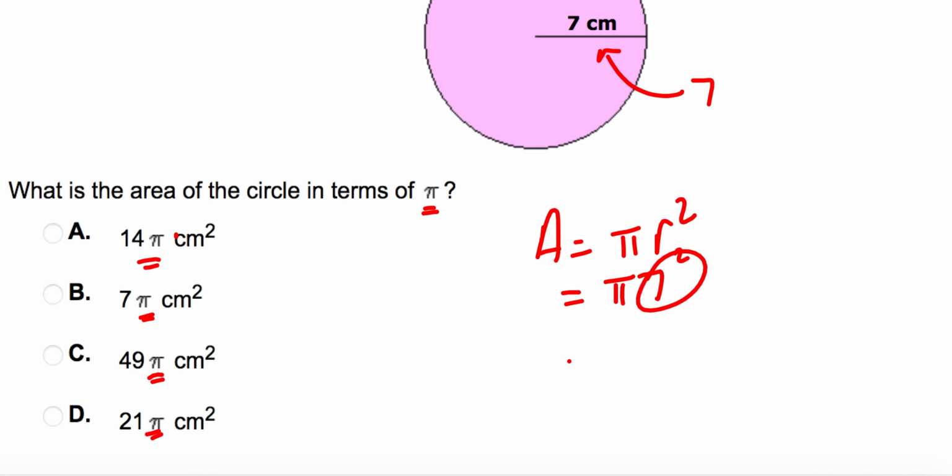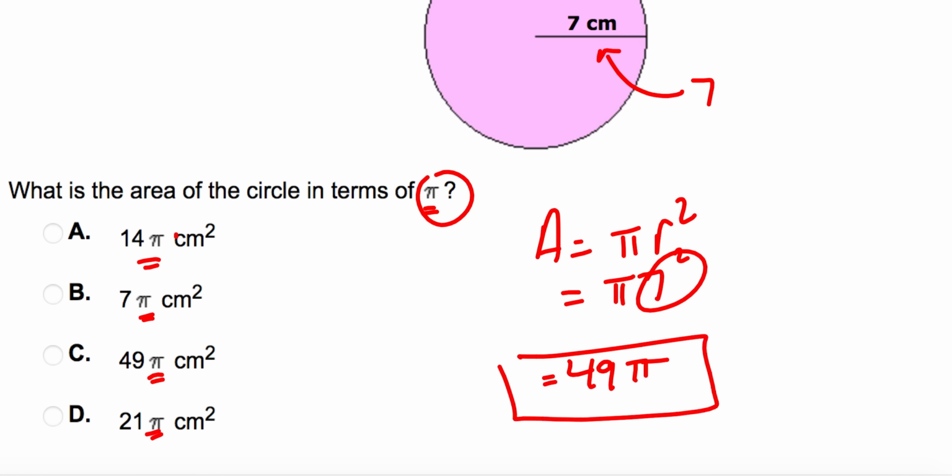I know that 7 squared is 49, so 49 pi. When I solve it in terms of pi, it means I need to have pi in my answer. This has pi in the answer, which is right here. So the answer is C. Easy enough? All right.